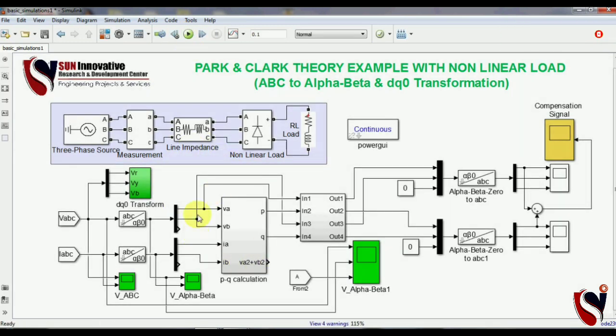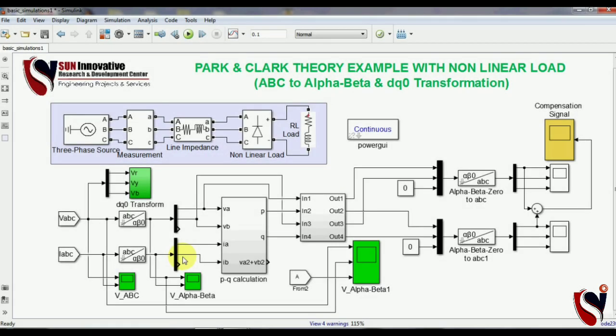So this is the simulation, and it is done. Okay, now this is the complete running simulation. Now it is done here. So let me open first. This is the Simulink scope that is connected with the VABC and the current which is coming from the non-linear load.